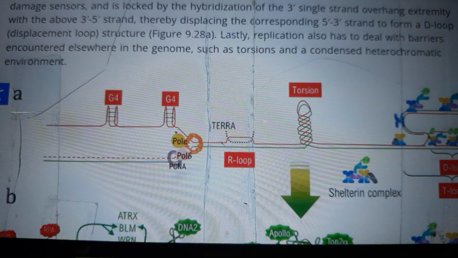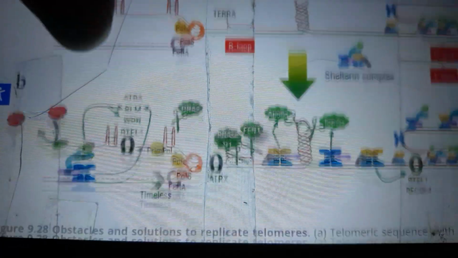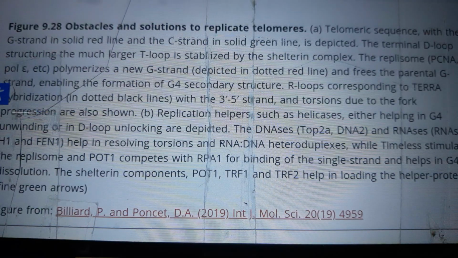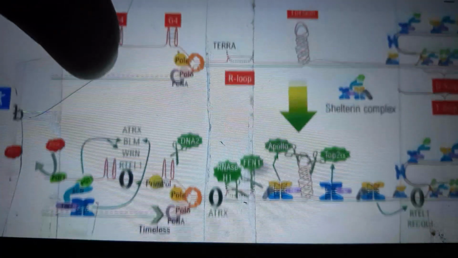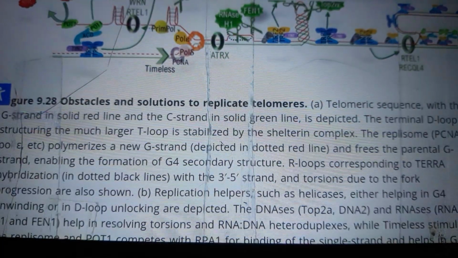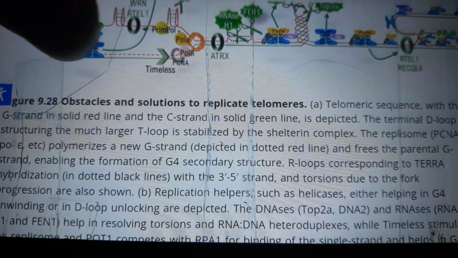Lastly, replication also has to deal with barriers encountered elsewhere in the genome, such as torsions and a condensed heterochromatic environment. Note these diagrams, they could be very helpful. So, figure 9.28, obstacles and solutions to replicate telomeres. Telomeric sequence with the G strand in solid red line and the C strand in solid green line is depicted. That is what you see here, right? C strand in solid green, G strand in solid red.